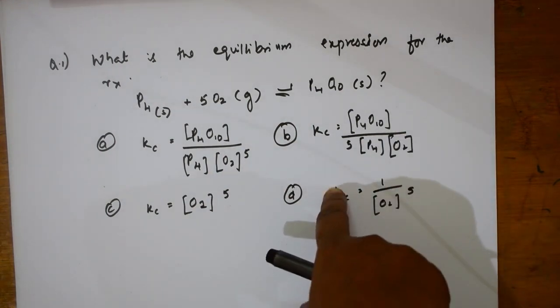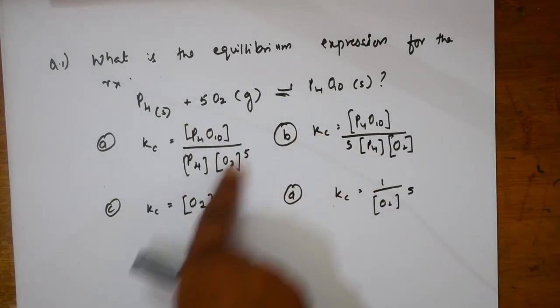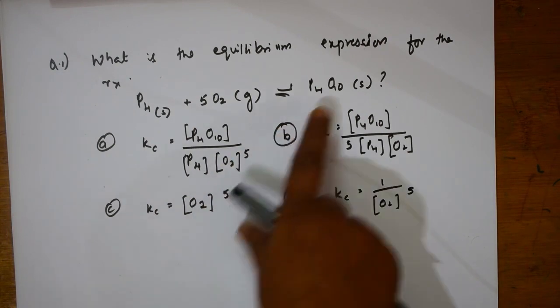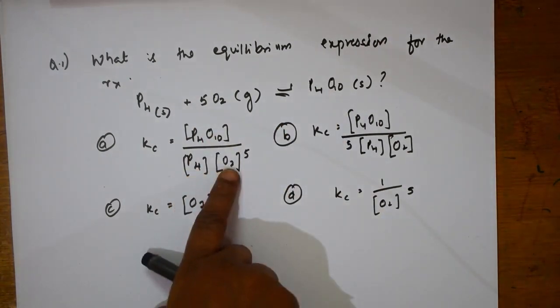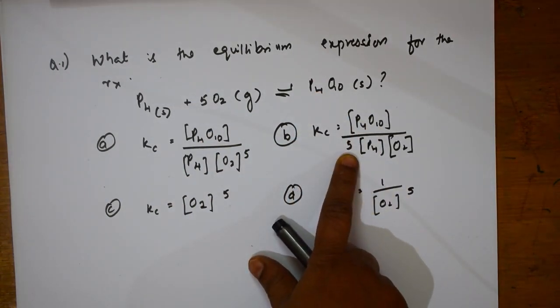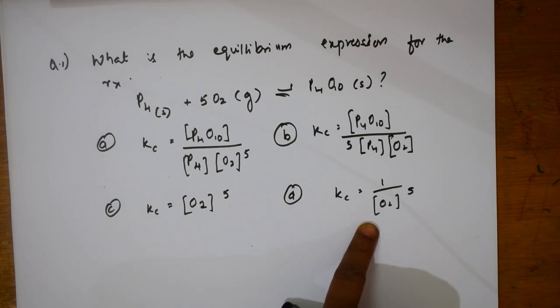Normally when we do this, we tend to write the products by the reactants, each raised to its coefficient. Here they've written product by reactants. Here also product by reactant, but the coefficients are not raised to their powers. Here they've taken 1 by oxygen.